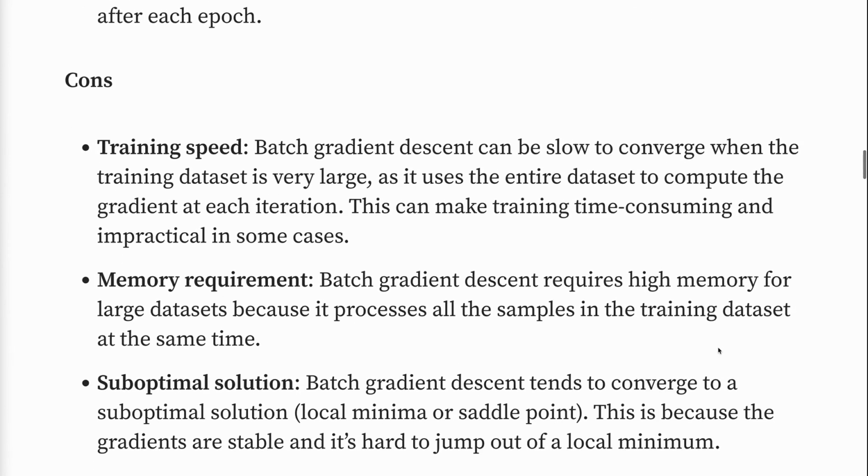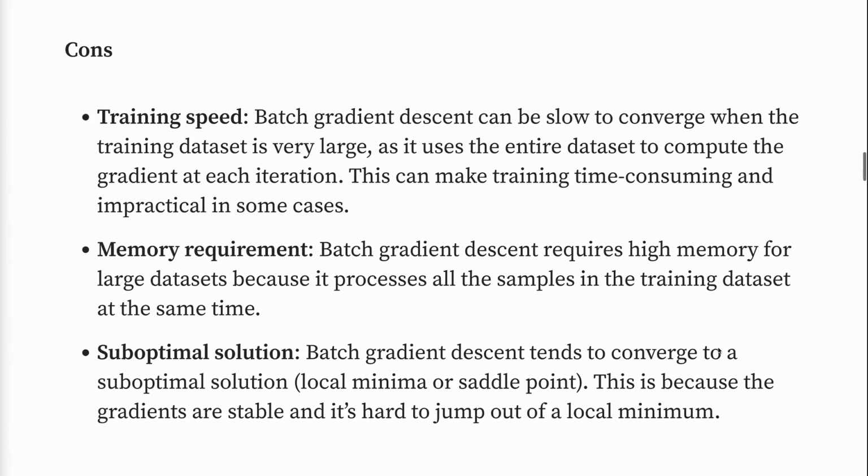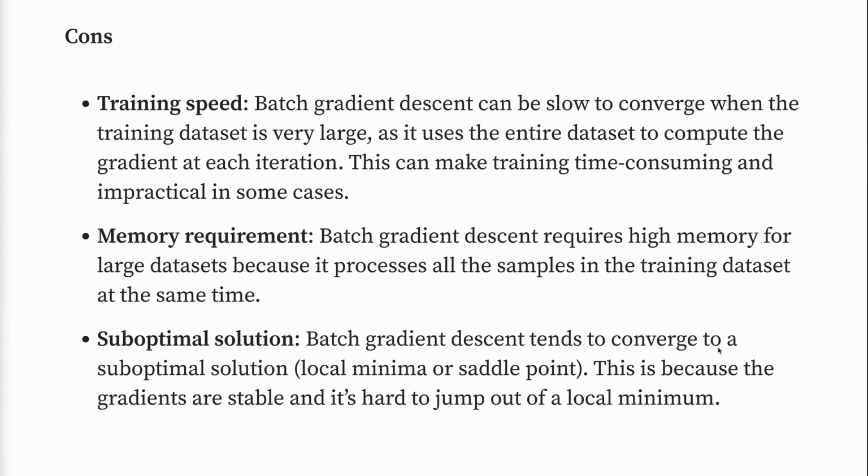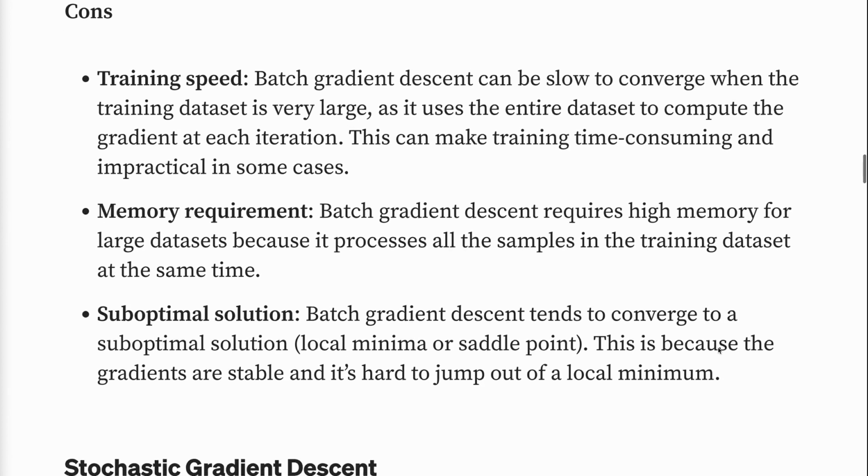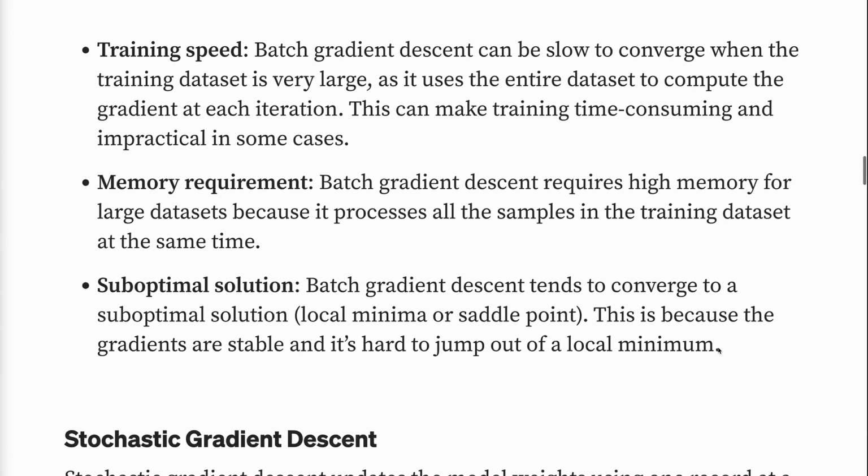The cons of batch gradient descent include: 1. Training speed. Batch gradient descent can be slow to converge when the training dataset is very large, as it uses the entire dataset to compute the gradient at each iteration. This can make training time-consuming and impractical in some cases.